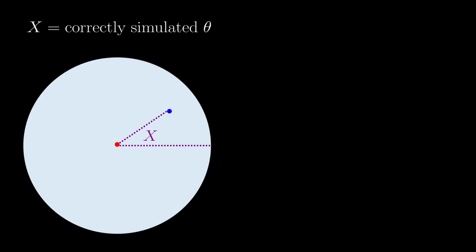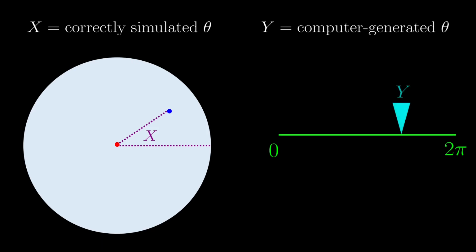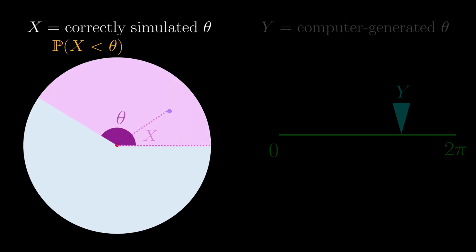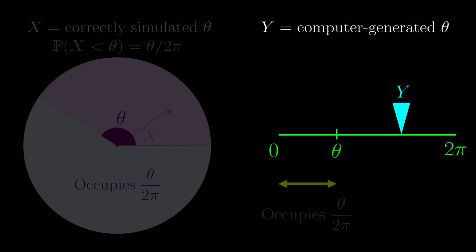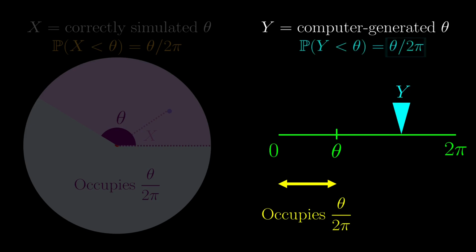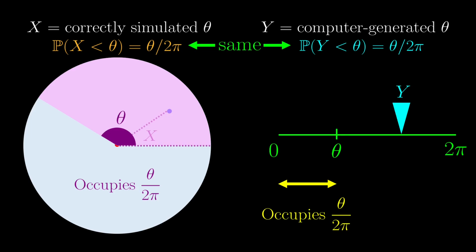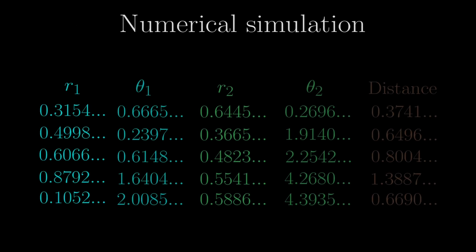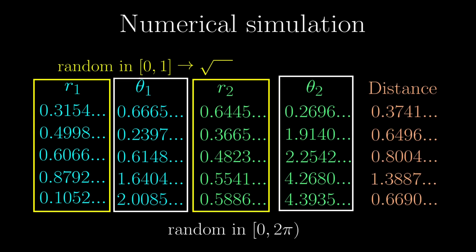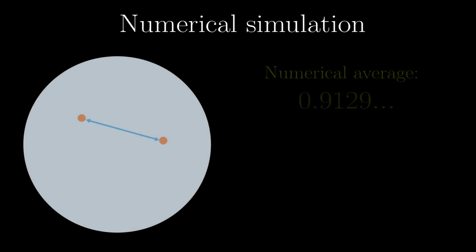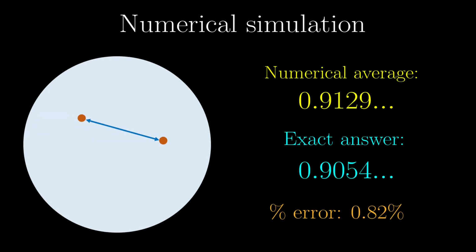No. If we similarly denote x to be the correctly simulated value of theta and y the value of theta just from random number generators, the probability of x less than theta is the proportion of the area of the sector, which is theta over 2 pi. And for y, the probability is the proportion of the length of the interval, which is also theta over 2 pi. So x and y are already the same in distribution. That means we need the square root adjustment for r's and nothing for thetas. If we really run this, the approximation is much closer to the exact answer.